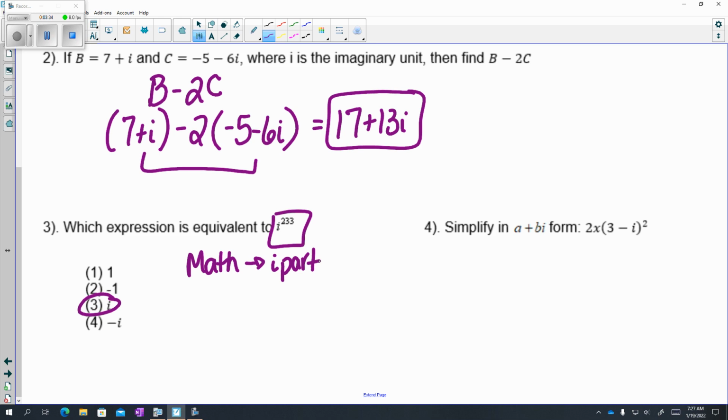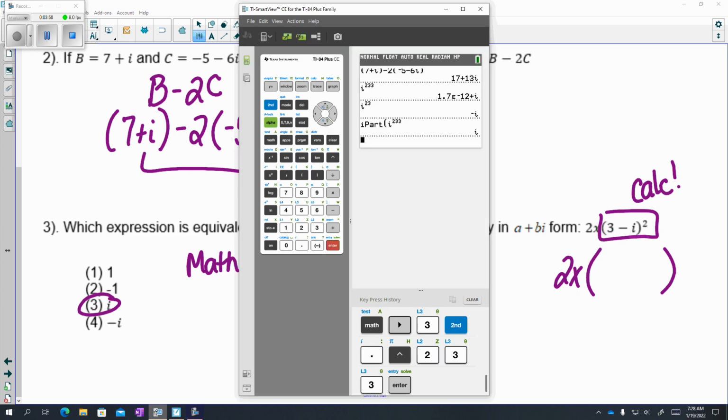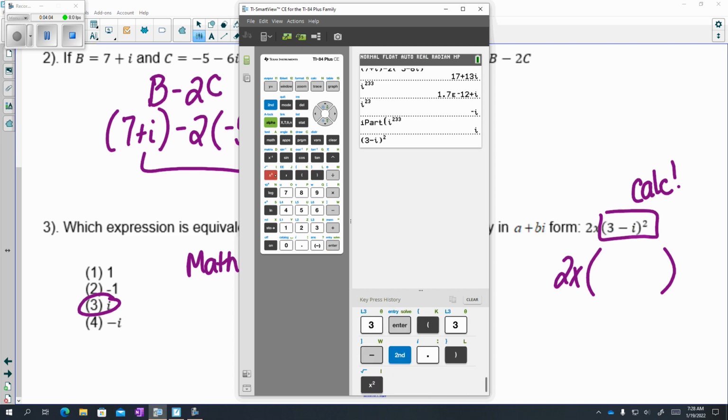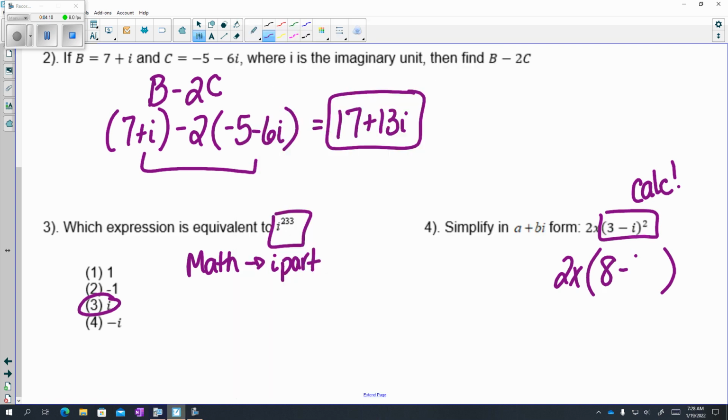Number 4, simplify in a plus bi form, 2x times (3 minus i) squared. So once again, I have a variable, but everything aside from the variable can go in. I'm actually going to leave the 2 and the x on the outside, just so I don't forget about that 2 or use it twice by accident. And I'm going to put this piece in my calculator, just the (3 minus i) squared. But there's other ways to do this where you could put other pieces in. As long as you're consistent and you keep track on your paper of what you put in versus what you didn't. So I have 8 minus 6i, and distribute in, we get 16x minus 12xi.